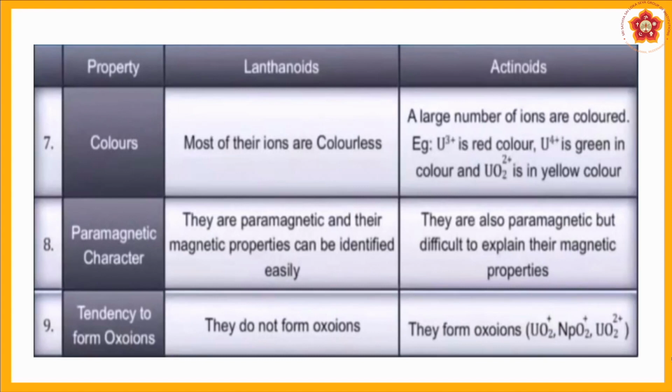A similarity you can see in actinoids, a large number of ions are colored, the same reason that unpaired electrons are present. Once again, talking about the paramagnetic factor, we know very well that both color and paramagnetism depend on the unpaired electrons. So both of them are paramagnetic, but in lanthanoids it has been a little easy. In actinoids it has been very difficult because of the variable oxidation states in which they are present, and also another reason being that they are radioactive in nature. Tendency to form oxo ions. These oxo ions are nothing but formation of these compounds with respect to oxygen. So some aspect can be attributed to the actinoids.